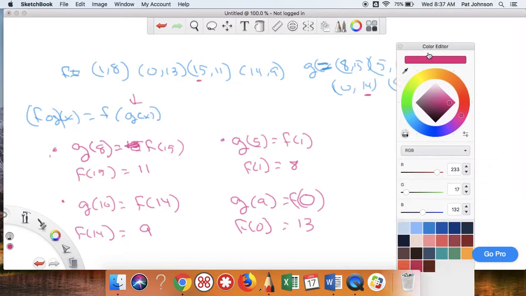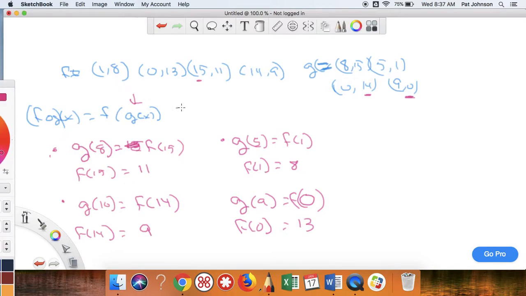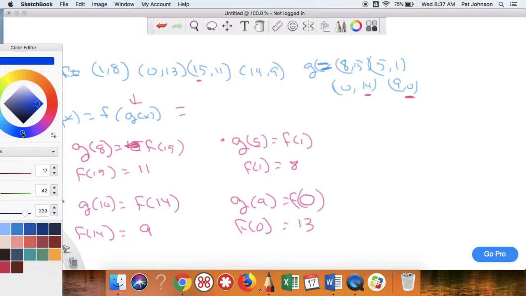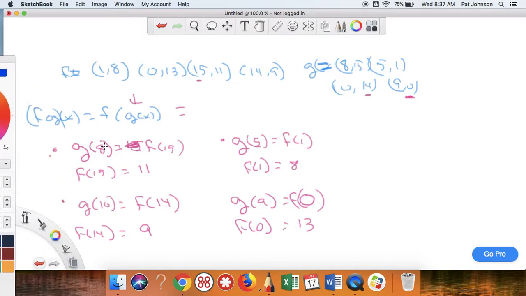So what is my composition? What does this equal to right here? Okay, so let's look at that. So we take the domains of g, so 8, 5, 10, and 9. Those were my domains that I used.